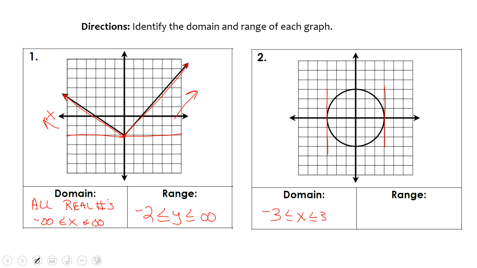Same thing on the range, we look. We never go higher than +3. We never go lower than -3. So our range would be the same, -3 less than or equal to y, less than or equal to 3. Does that make sense? Okay, take a few minutes.